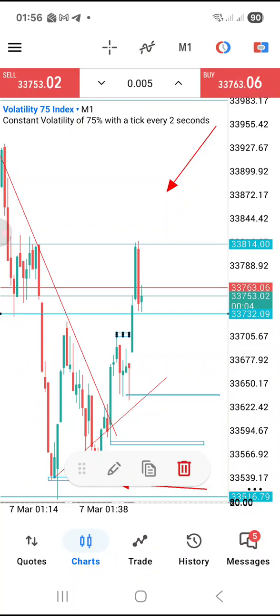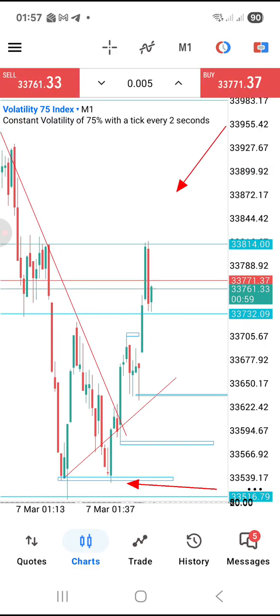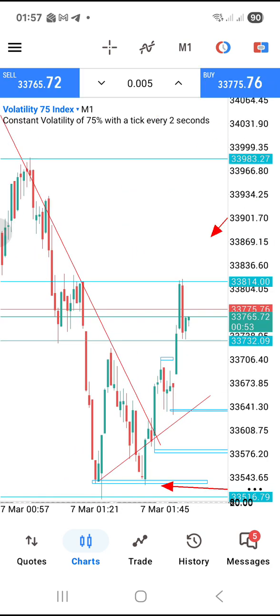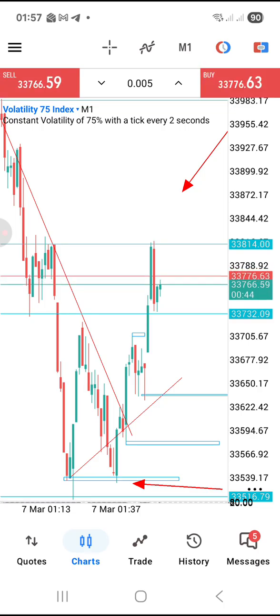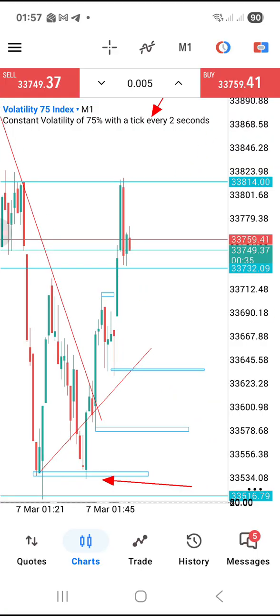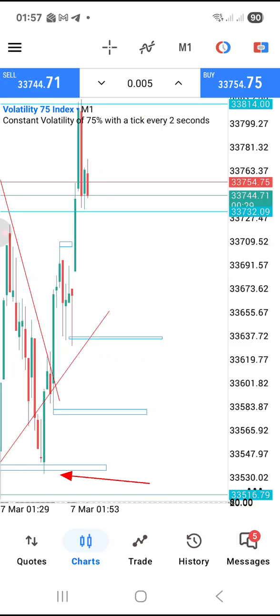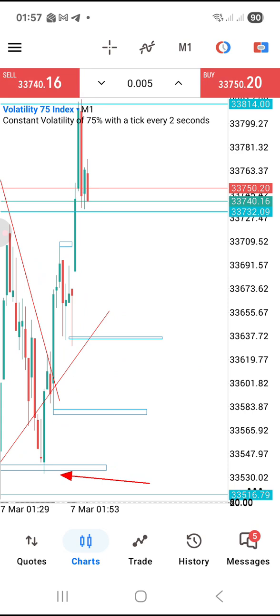Level has been broken. Still waiting. It's giving us a pullback now. Okay, you can see the candle. There's a candle there that cannot push further down. That suggests that the pullback is almost over. The rejection was not so strong. We'll still wait a little.